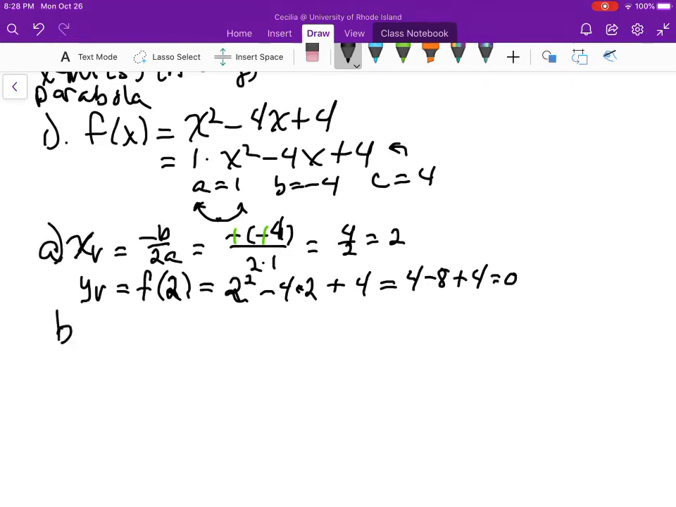So part B was the y-intercept. So the y-intercept, remember, is really easy. It's when x equals 0. So f of 0 is equal to 4.